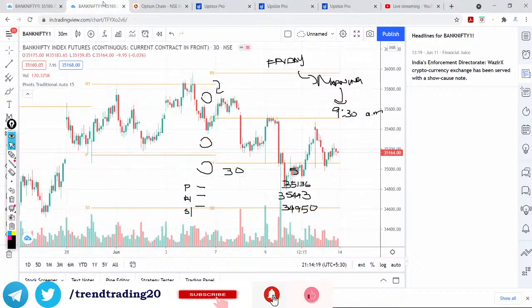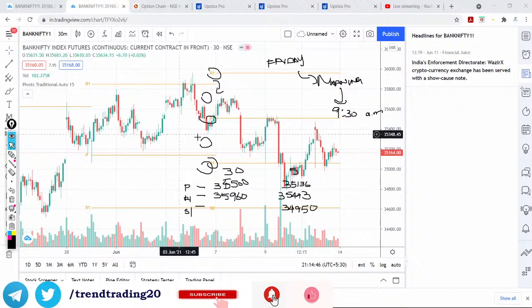Go back to the 30-minute. Same thing: you can see pivot here, R1 here, S1 here. Quickly, I'm doing it fast. The pivot is 34,960, R1 is 35,500, and 35,960. Very clear? What is S1? 35,050.